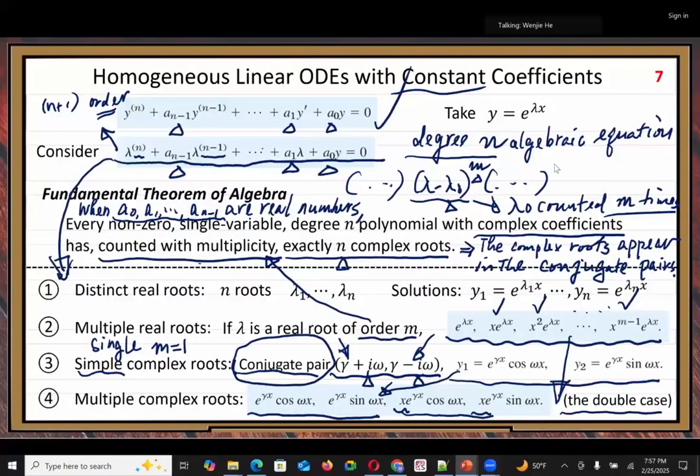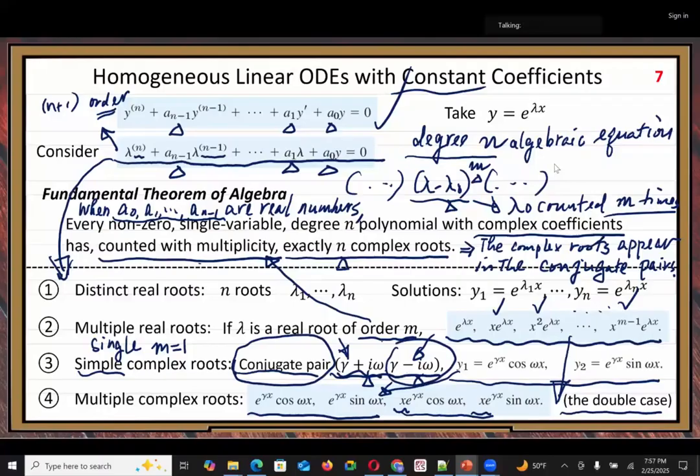When people apply the fundamental theorem of algebra, these a coefficients are not necessarily real numbers. They are allowed to be complex numbers. If they are allowed to be complex numbers, then you cannot expect the complex roots to appear in conjugate pairs. So that property does not hold. You cannot assume that when you have the first complex root, you also have the second.